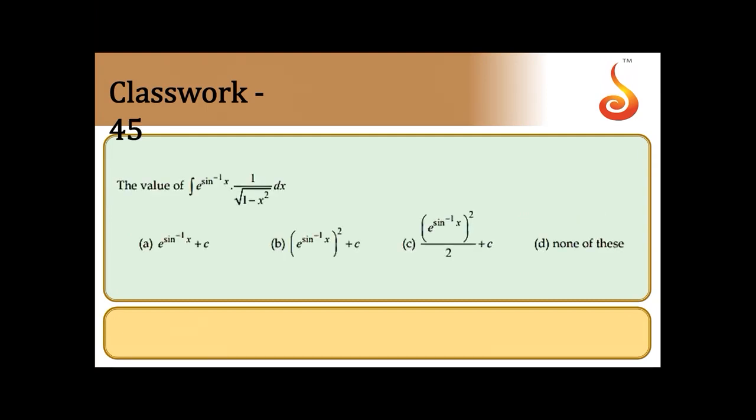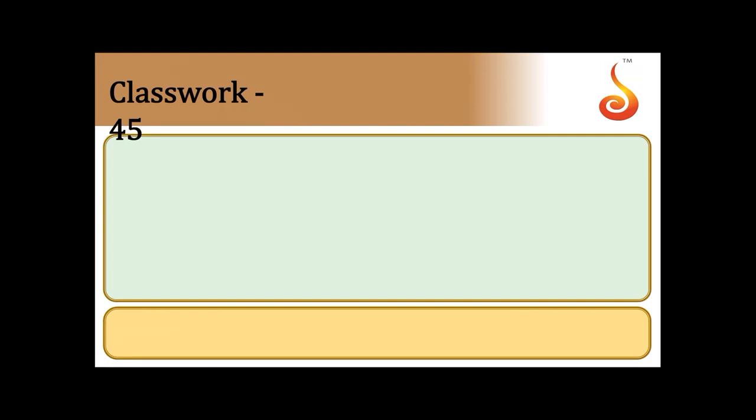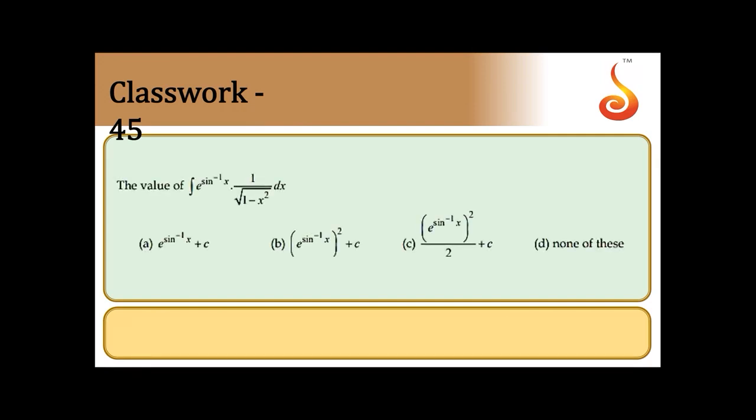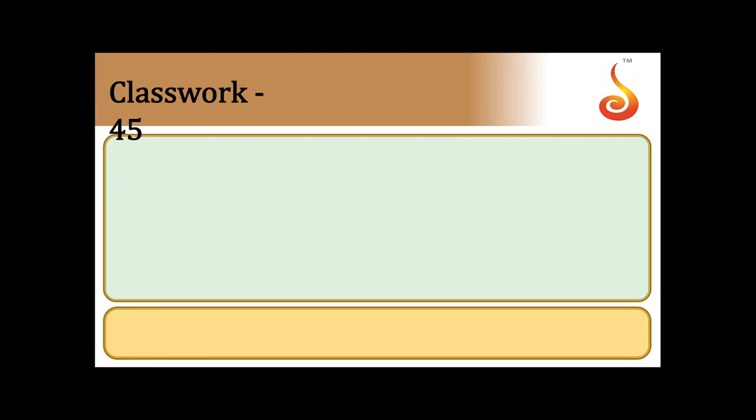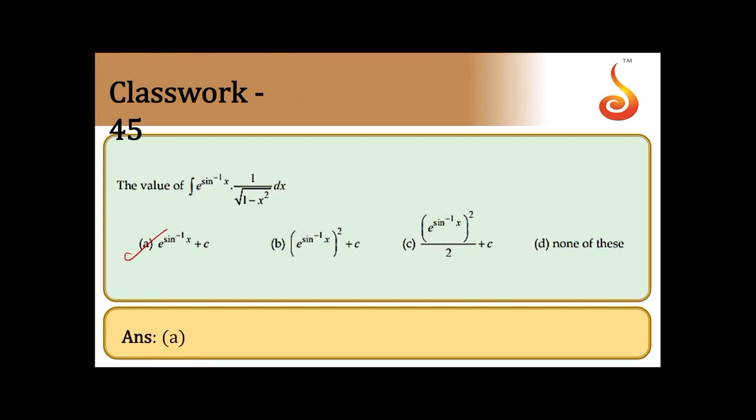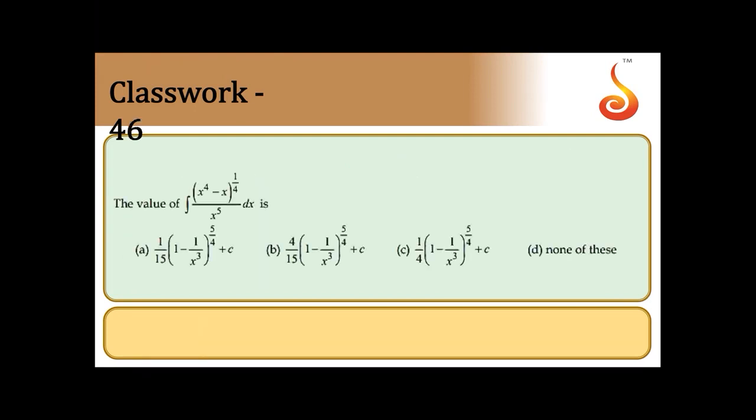45. Integral e power sine inverse x into 1 by root of 1 minus x square dx. Sine inverse x derivative is this one. This can be written as e power sine inverse x into differential of sine inverse x. And this is t, e power t. Therefore, the answer is nothing but e power t, e to the power of sine inverse x plus constant. I think it is the first option answer. Yes, our first option A. Coming to the next one.